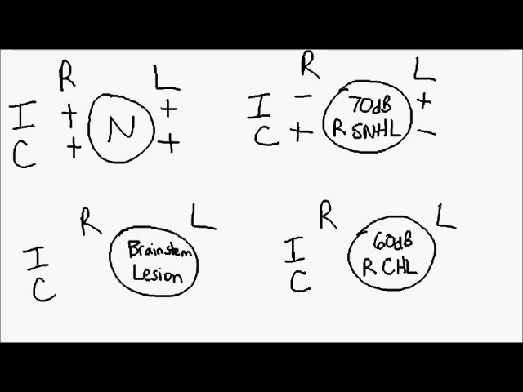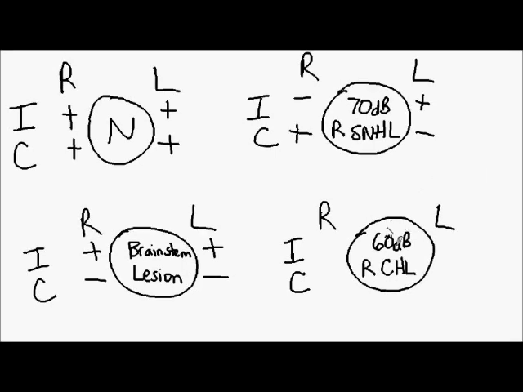What happens if we have a brainstem lesion? In that case, when we present the tone into the right ear, we do expect an ipsilateral response, but it will not cross over to the other side, so we will not see a contralateral response. The same is true when we present the tone into the left ear. There is no crossover, so we don't expect a contralateral response.